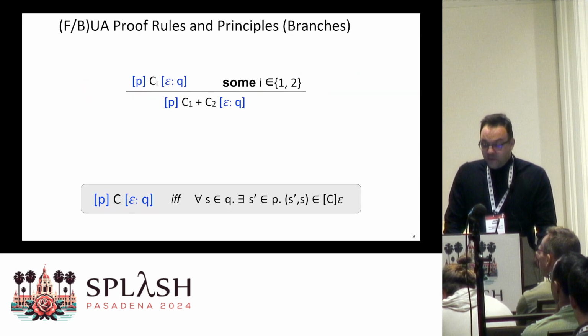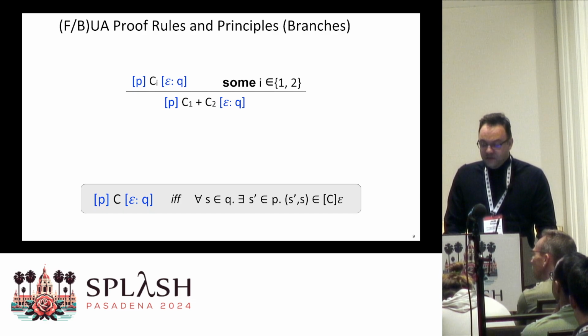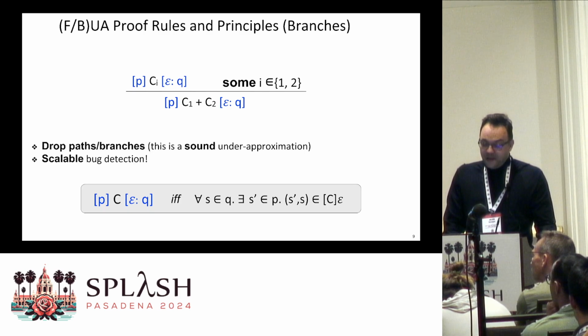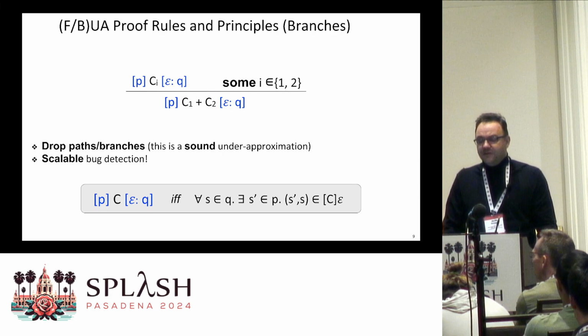You can also model branch in incorrectness logic. For example, you can have a choice operator where you can decide whether you want to actually go down the path of an if or the path of an else. And this is called path dropping. It's really useful to be able to scale to very large programs because you can focus on specific paths that you care about.